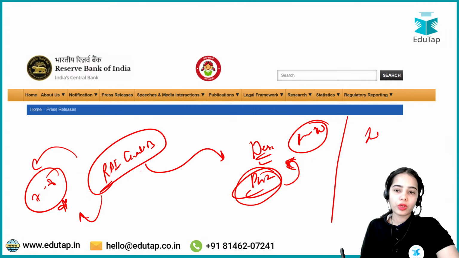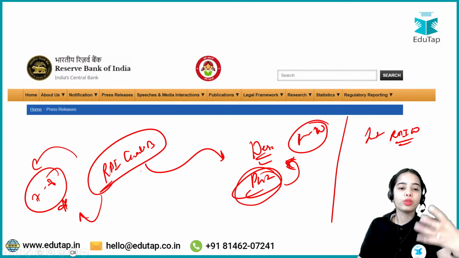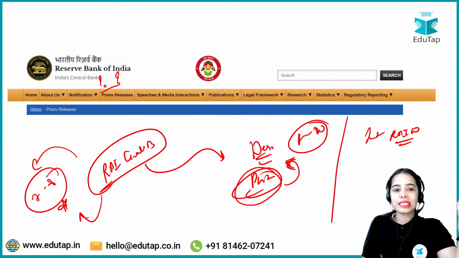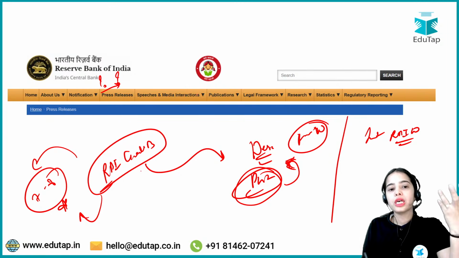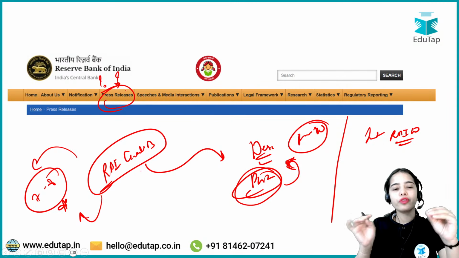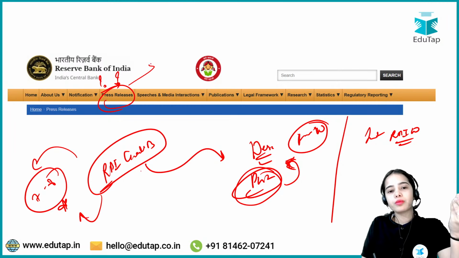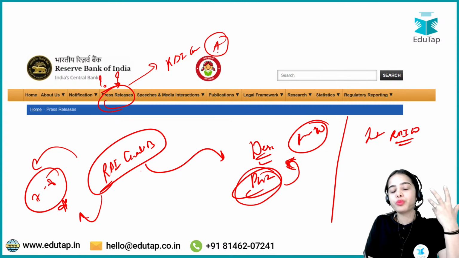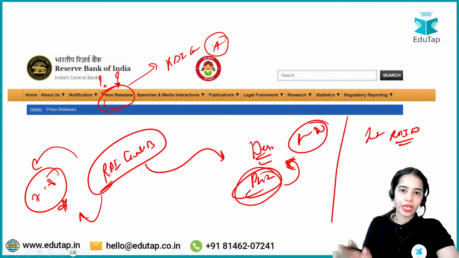Now in the interview also the RBI website holds immense importance, because if you do not know what RBI is doing, what RBI is recently focusing on, what RBI is doing on a day-to-day basis, then it becomes difficult, because you are giving the RBI grade B or RBI grade A examination, so you must know what RBI is doing. That is the idea.